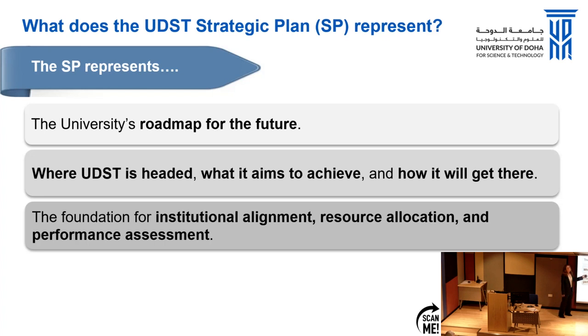We describe in the strategic plan where we're going to be heading to, what we're aiming to achieve, and how we're going to get there. And there's a time frame in the strategic plan that's outlined. And then the foundation of institutional alignment, resource allocation, and performance assessment is also outlined in the strategic plan. So not only are we making claims in the strategic plan, but how do we plan to get there, and how do we measure whether we got there or not?